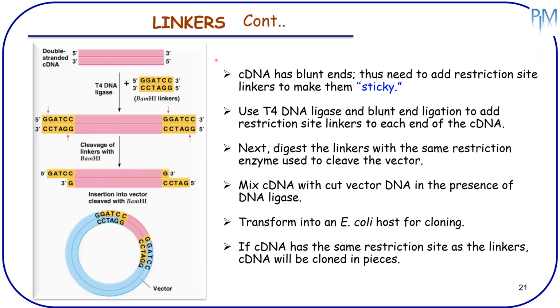In order to make cDNA sticky, we need to add restriction site linkers because of the blunt ends. We can use T4 DNA ligase and perform blunt-end ligation to attach the restriction site linkers to both ends of the cDNA. Then we can use the same restriction enzyme that we used to cleave the vector to digest the linkers. After that, we can mix the cut vector DNA with the cDNA in the presence of DNA ligase. To clone, we just need to transform the mixture into an E. coli host, but we should keep in mind that if the cDNA has the same restriction site as the linkers, it is possible for it to be cloned in pieces.